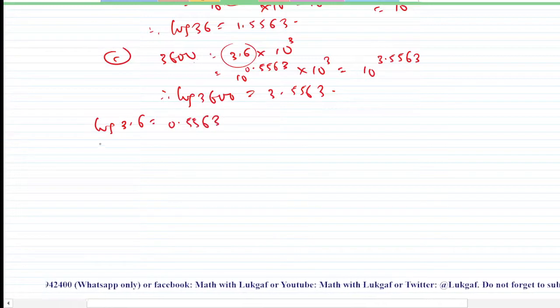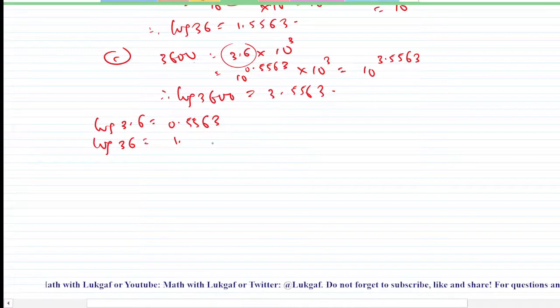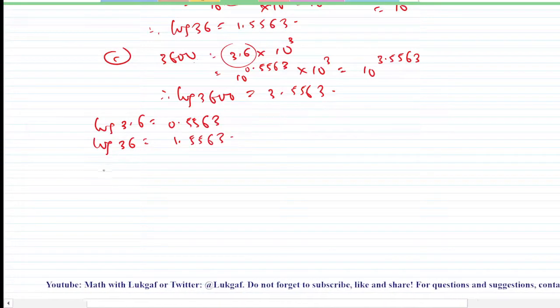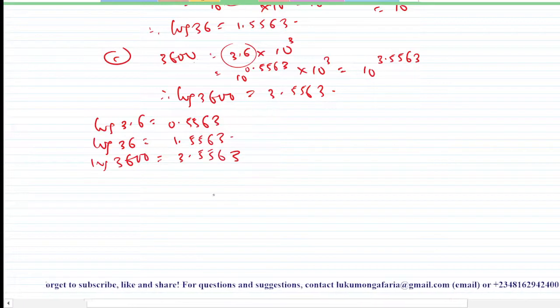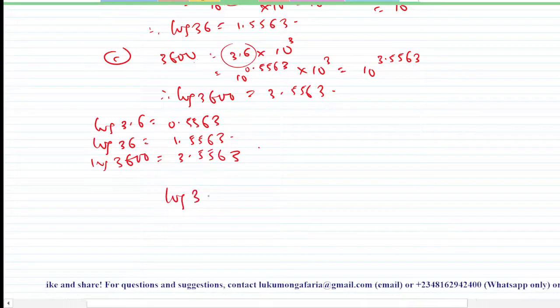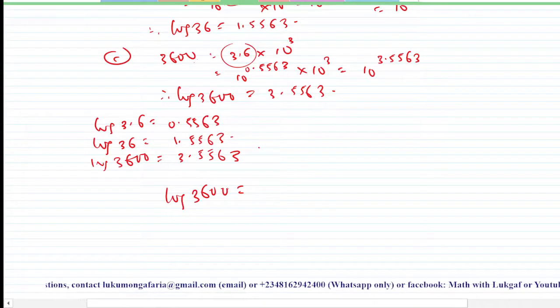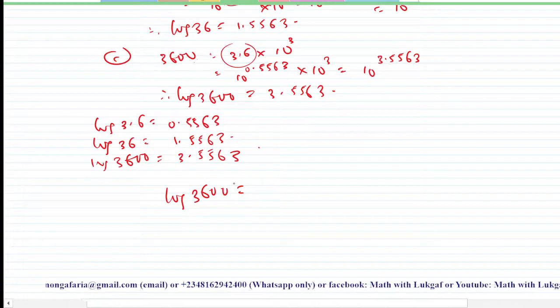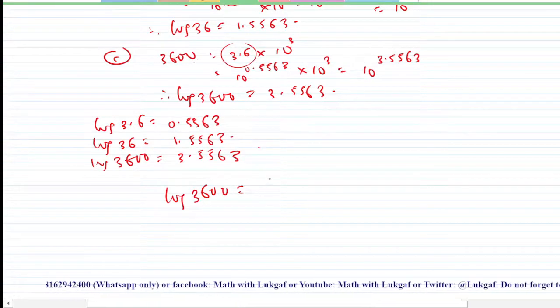0.5563, right? Likewise, log 36 is 1.5563, right? Then log 3600 is what? 3.5563. You understand now? You will observe that the logarithm of any number, like the three examples I did before, contains two parts.